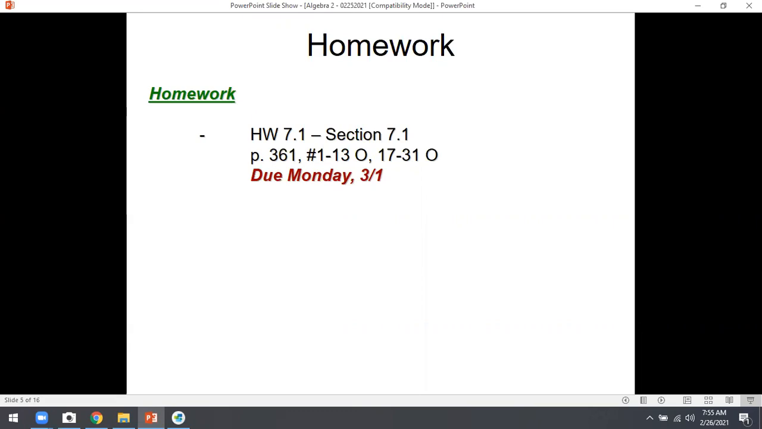Monday, we'll come back and start talking about how to solve problems involving them, but one thing at a time. Homework 7.1 due Monday, not going to have a work day to get that taken care of.